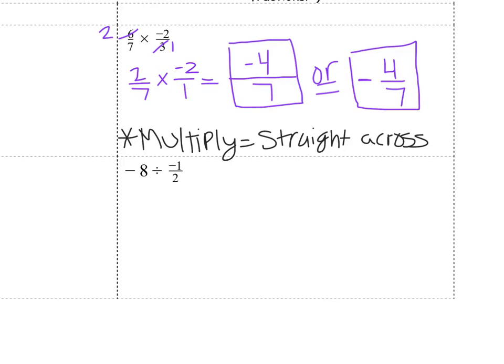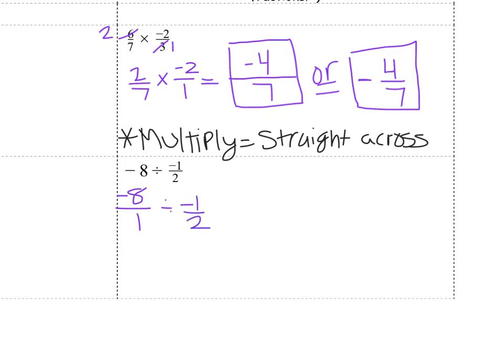So now we're going to jump down to this problem right here. Negative 8 divided by negative 1/2. So right away, I know that when I am dividing fractions and one is not a fraction, I need to turn it into a fraction. So I need to turn the negative 8 into an improper fraction. So I'm going to turn it into negative 8 over 1. And then I'm just going to rewrite the negative 1/2.